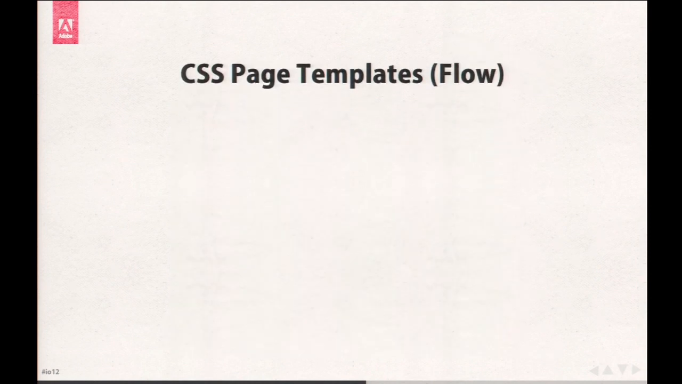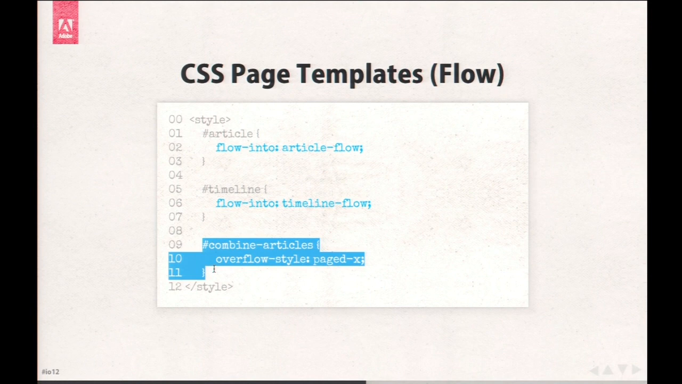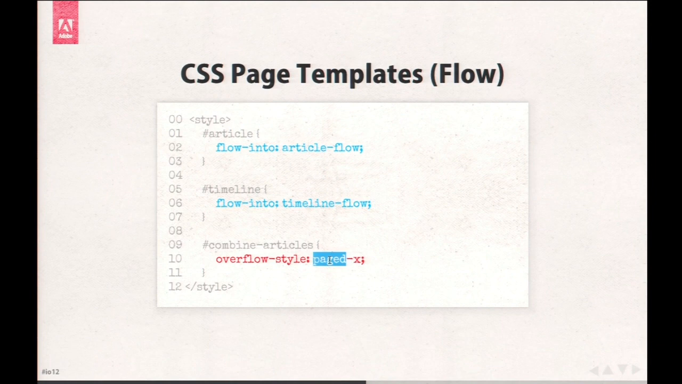So let's take a look at CSS page templates. We're going to look at it in 2 parts. The first one is the flow. And this is probably pretty familiar because this is more or less what we just looked at, except instead of creating one named flow, I'm creating 2. So I have a selector called article and a selector called timeline. And I'm creating 2 named flows here, the article flow and the timeline flow. And then I have this selector here, combine articles. And it has this interesting property called overflow style. And I'm saying page X. Right, so this line of code is basically saying, don't call my event handler and make me have to add regions and lay them out and all that. Just page X, page along the X axis. In other words, page horizontally.